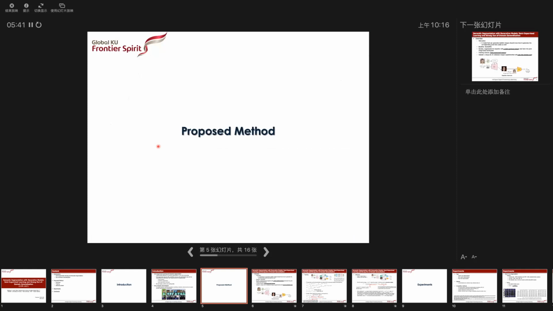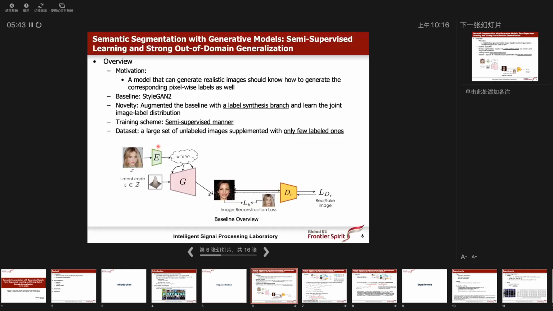Let's come to the main content, the proposed method. Before introducing the proposed method, let's see this figure.